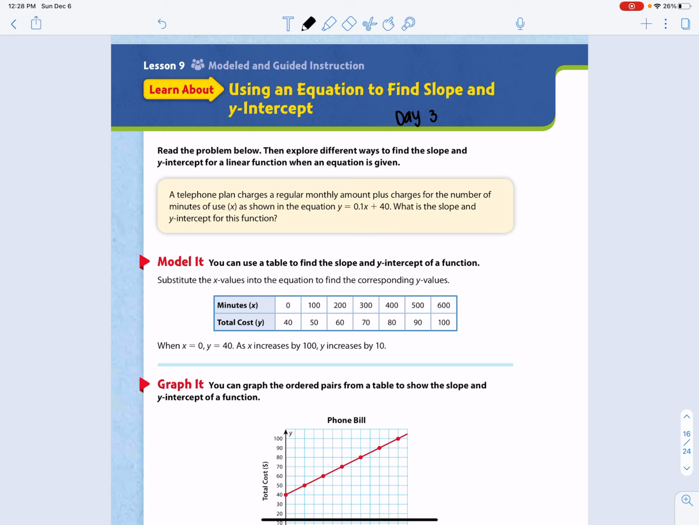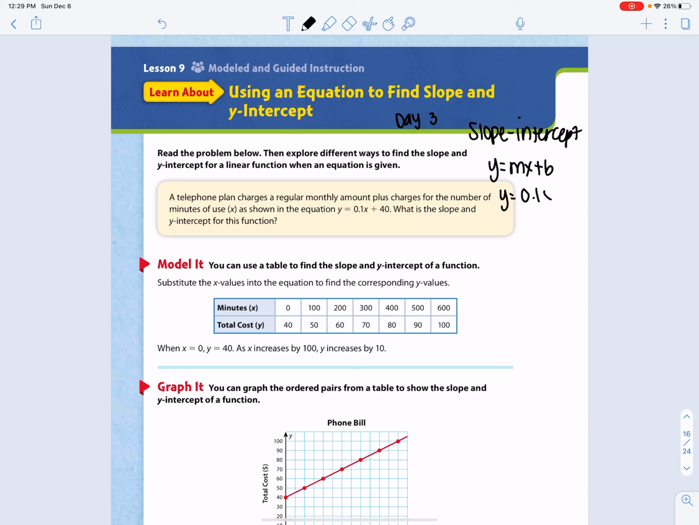All right, so if you're given an equation, again, we have y equals mx plus b, which is our slope-intercept form. And as you can see, they gave us an equation that's in this exact form. So we have our m already, and we have our b. M is your slope, while b is your y-intercept. So without even looking at anything else, we should know that our slope is 0.1 and our b, our y-intercept, is 40.